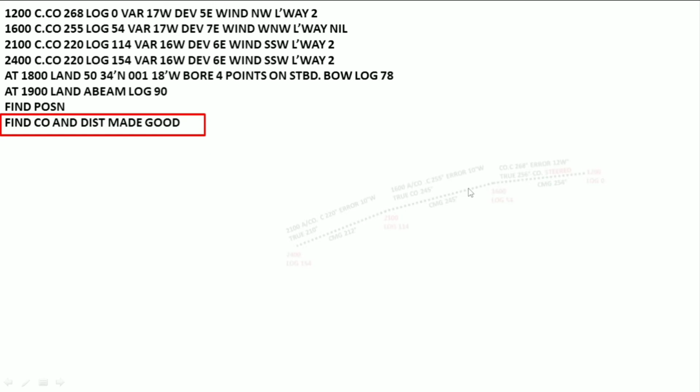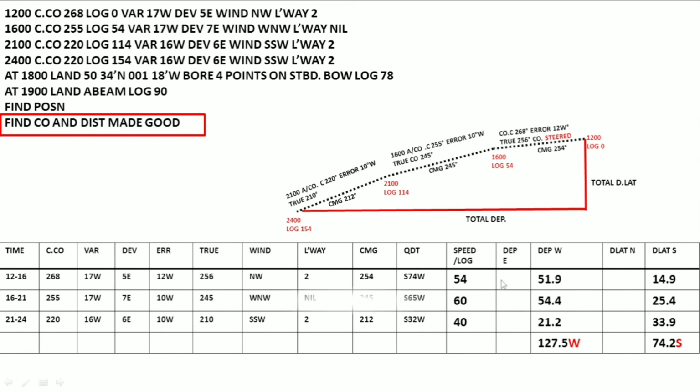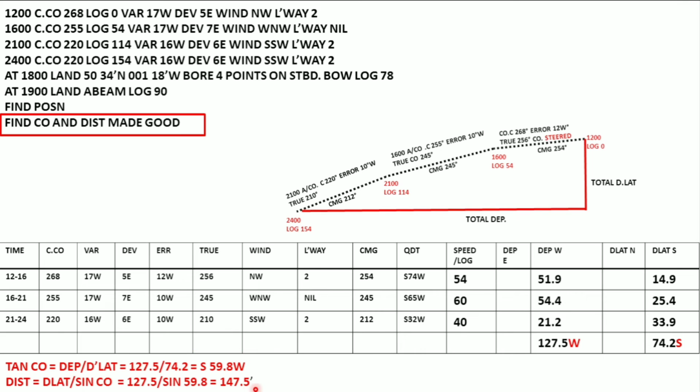So to find out my course and distance, I'll be using my course made good, and if I can get the total d'lat and departure, I get my course and distance. So by just putting up the formula, I get my course and distance made good. So this is the first part of your question.